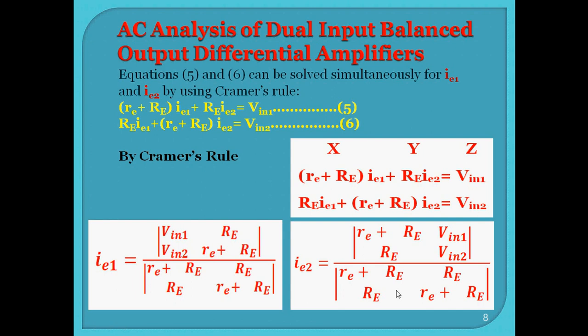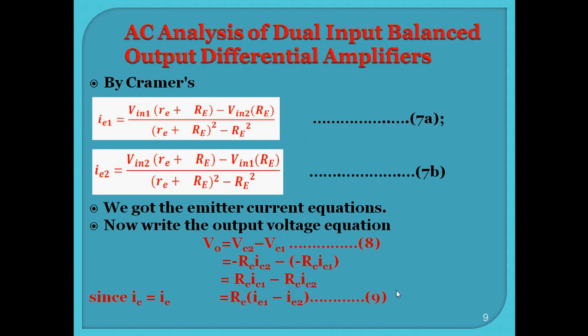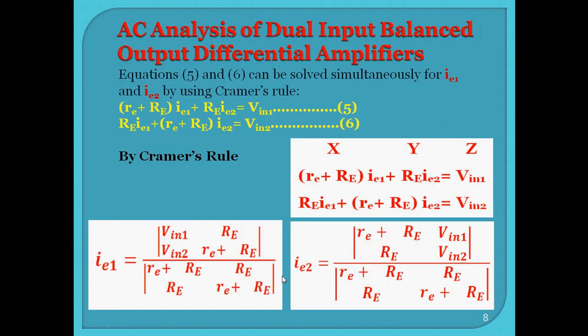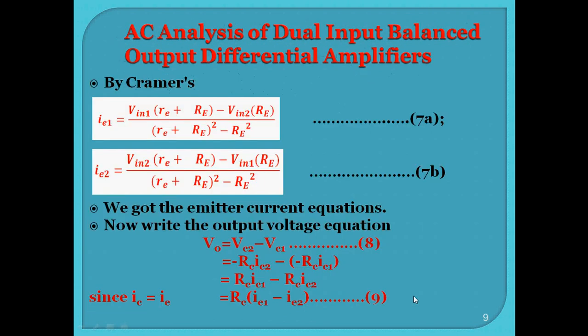When we are solving these determinants, we have to make the cross multiplication here. So Vin1 will get multiplied with small re plus capital RE, and Vin2 will get multiplied with capital RE. Similarly for IE2 also, the numerator is Vin2 into (small re plus capital RE) minus Vin1 into capital RE, and the denominator is (re plus RE) bracket square minus RE into RE, that is RE square. The same will be there for IE2.